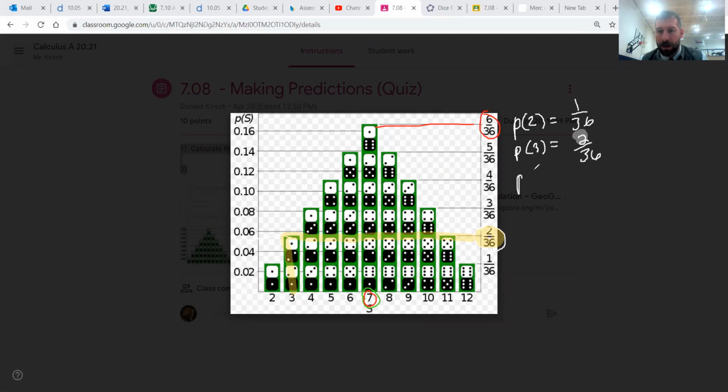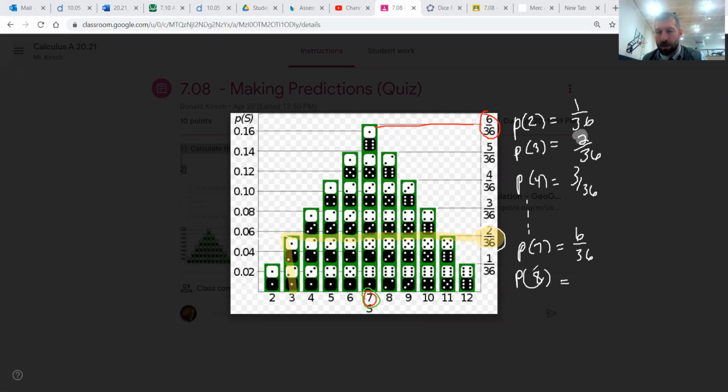Okay, and we can continue just kind of writing these down if we want. Probability of rolling a 4 is 3 out of 36. And we can see that there's definitely a pattern here. All the way up to the probability of 7, which has the highest probability, 6 out of 36. And then we can see that it goes back down. The probability of 8 does not get any higher.